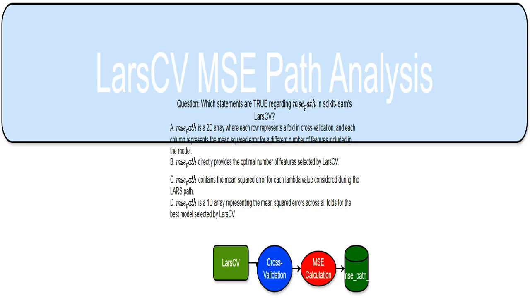I'm analyzing how scikit-learn's LarsCV, least angle regression with cross-validation, stores its mean squared error, MSE, information in the MSE_path_ attribute. I'm focusing on understanding the structure and meaning of this data. It's all about understanding how LarsCV uses cross-validation to find the best model.